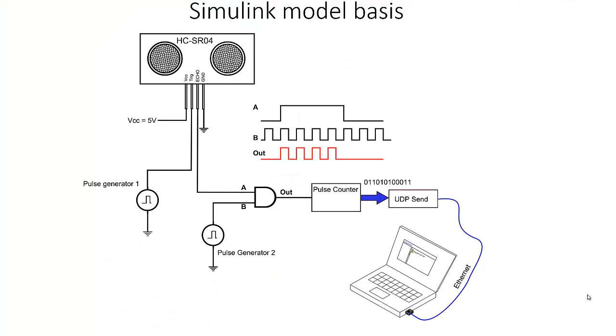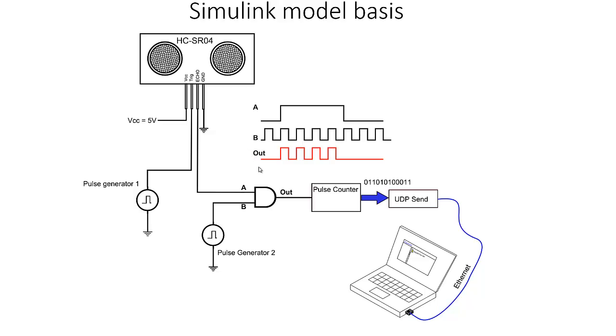This diagram shows the logic of the implementation. Here is the ultrasonic module powered with 5 volts. The trigger input, which we will drive with a 10 microsecond pulse every 3 seconds, is coming from pulse generator 1. The echo output will go to one input of an AND logic gate, and its second input will be driven by another pulse generator, generator 2.